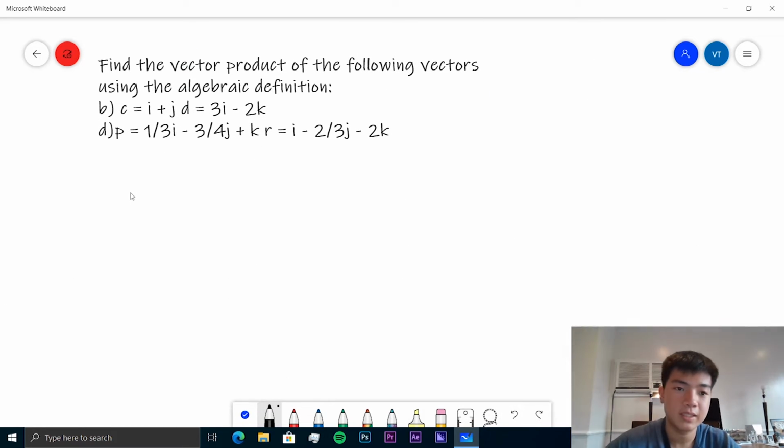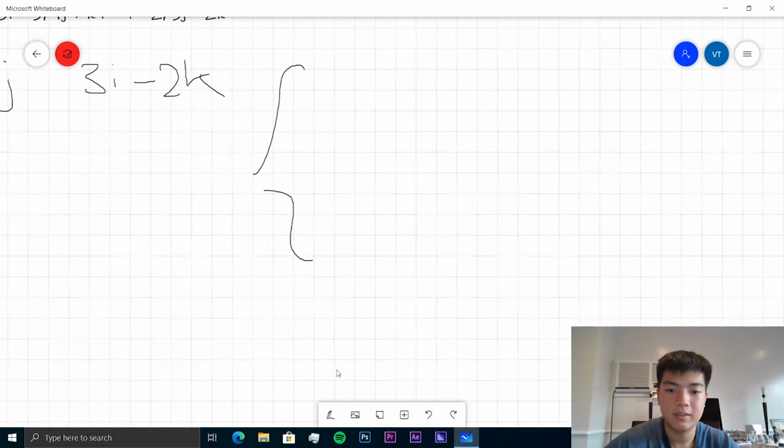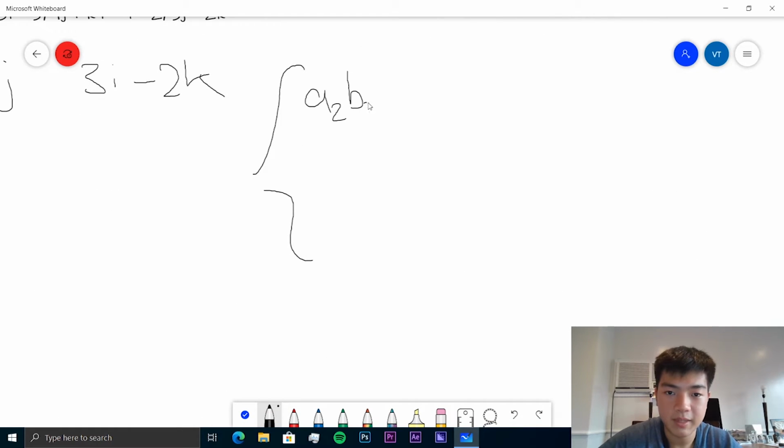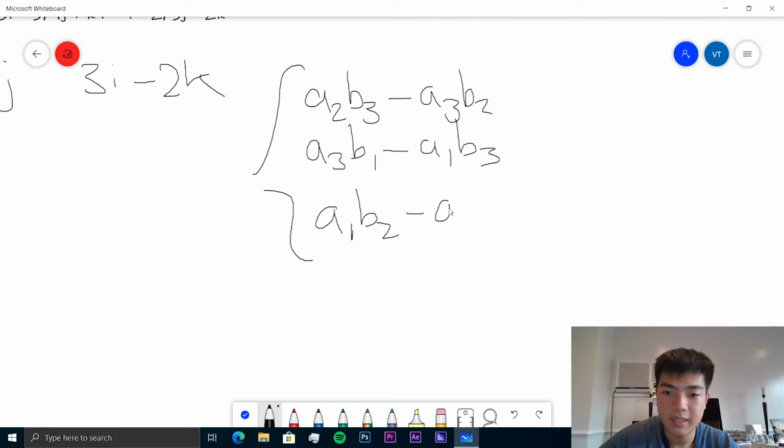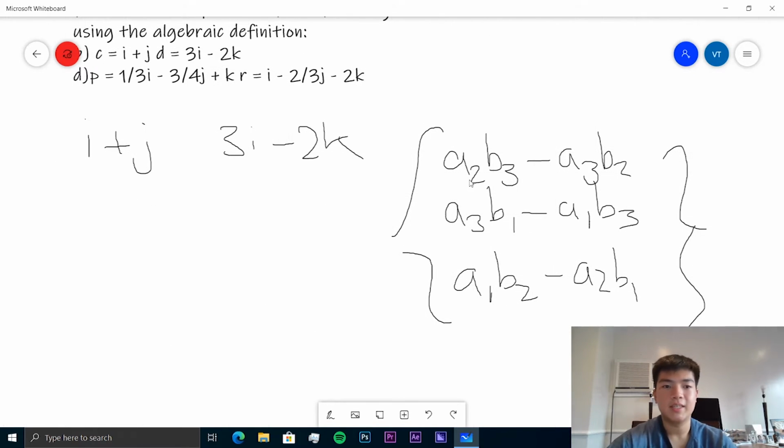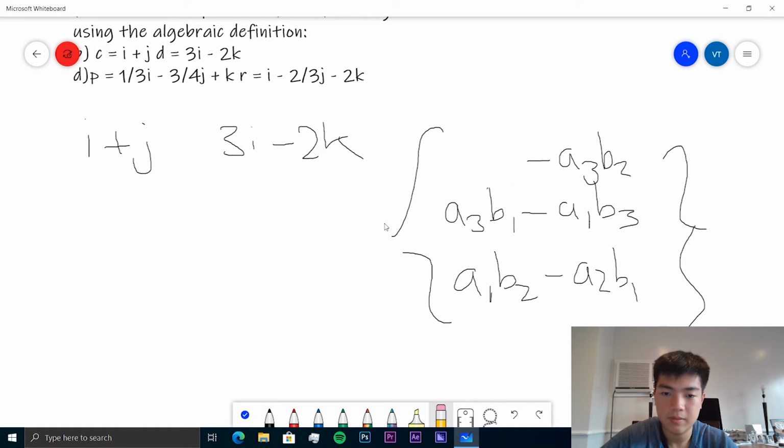So let's do the first one first. We have I plus J and 3I minus 2K. And so we know the vector product is equal to A2B3 minus A3B2, A3B1 minus A1B3, and A1B2 minus A2B1. So if we substitute these values in, A2 is 1, B3 is negative 2, so this is minus 2. A3 is 0, so this is just 0.